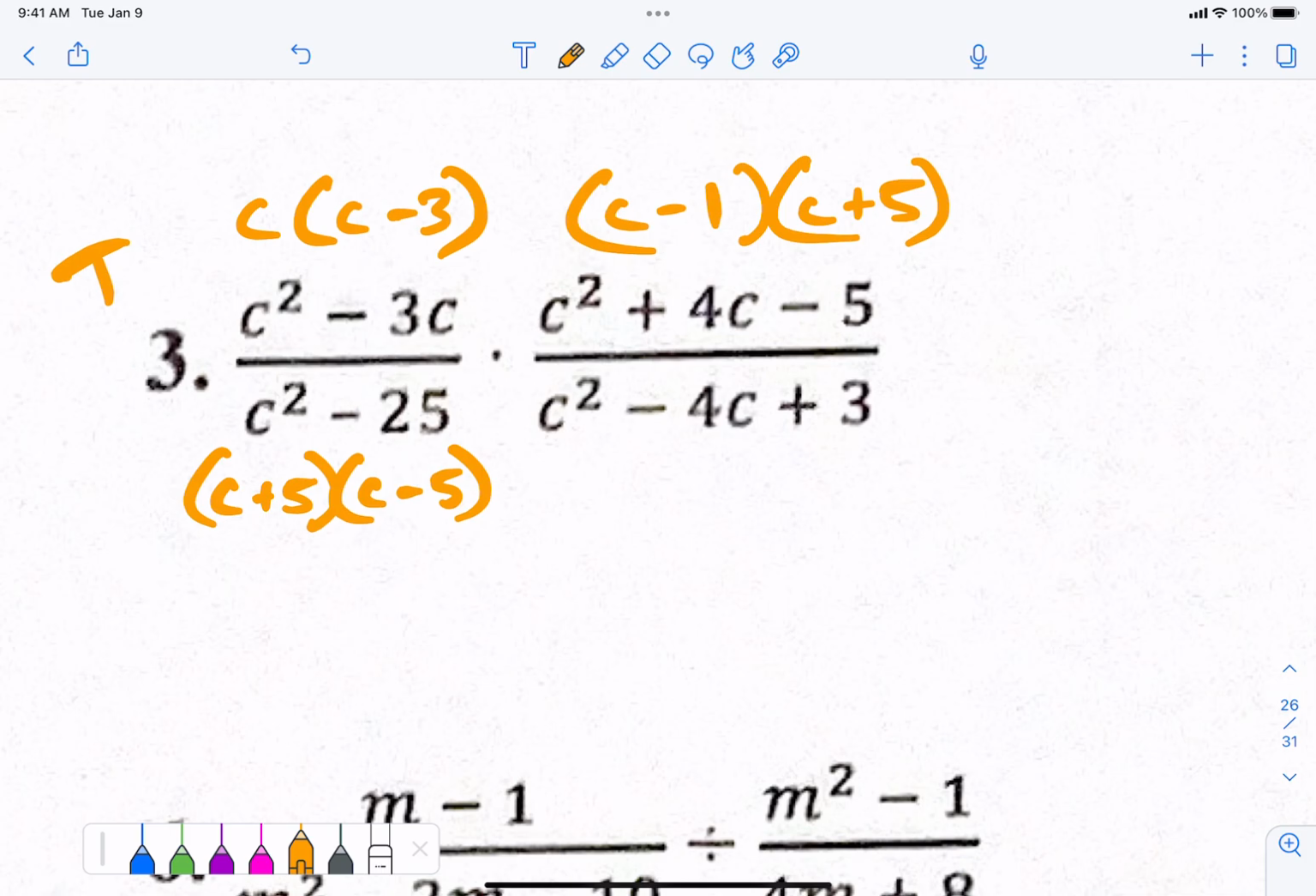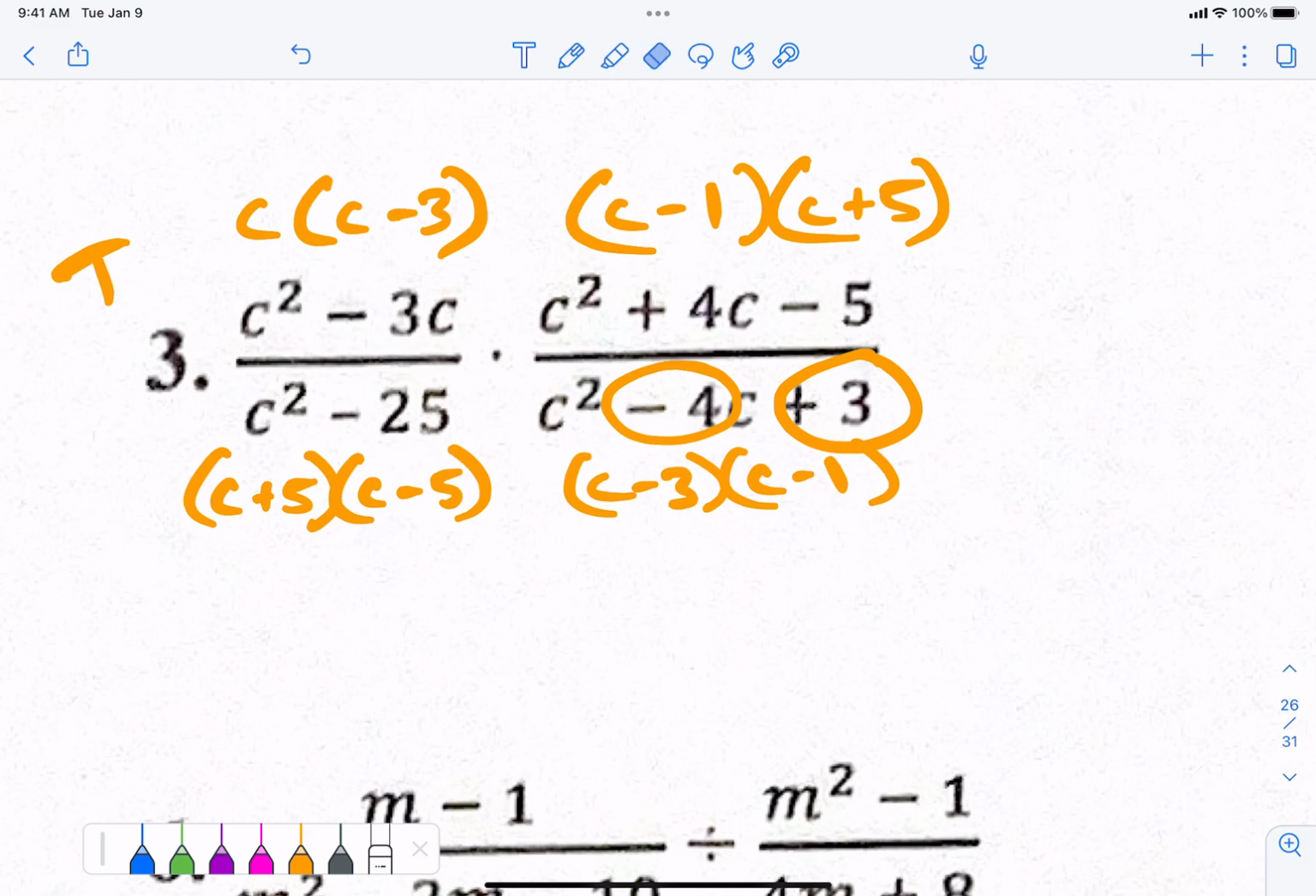Okay? And what's the bottom right one? Oh, for you it's a simple trinomial again. So multiply to get 3 and add to get -4. C minus 3 and c minus 1. Those words were hard to say. Yeah, it's a tongue twister.